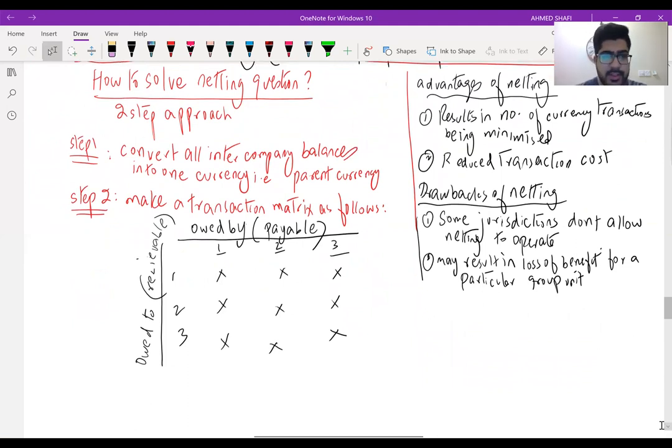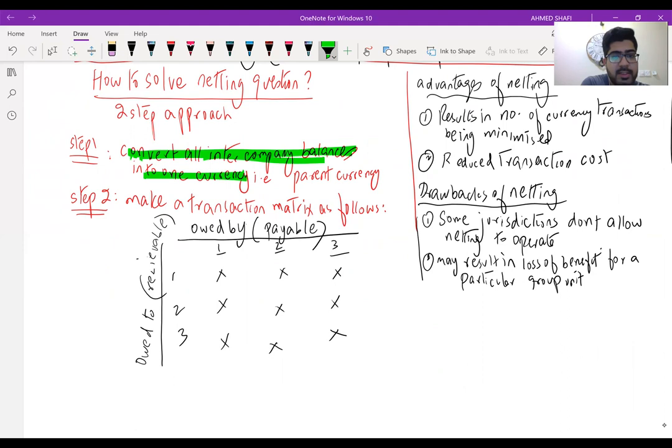Solving a netting question is very easy. It's just a two-step approach. Step 1: convert all intercompany balances into one currency, that is the parent currency. All balances are firstly converted into one single currency. Conversion is always via multiplication or via division; there is no other option. The question will tell you which currency to convert into, and if it doesn't state it, always use the parent currency.